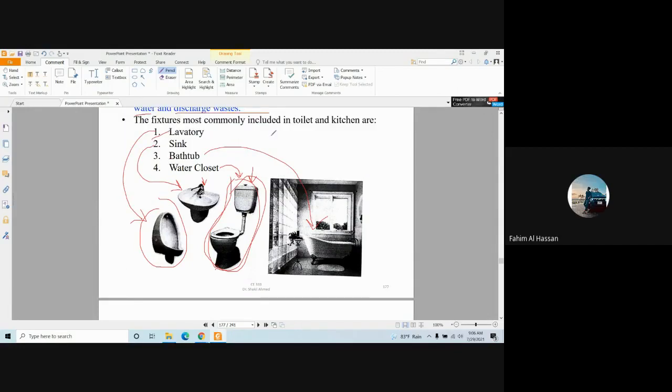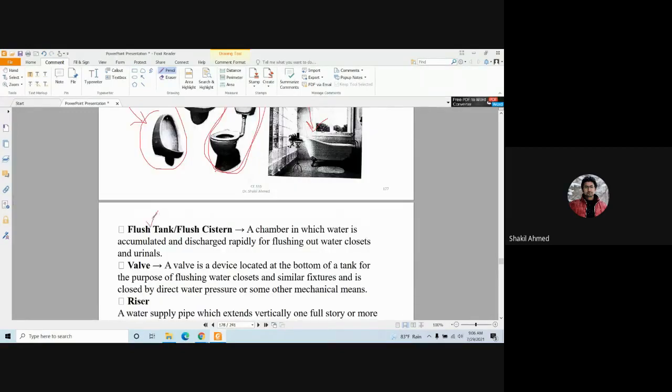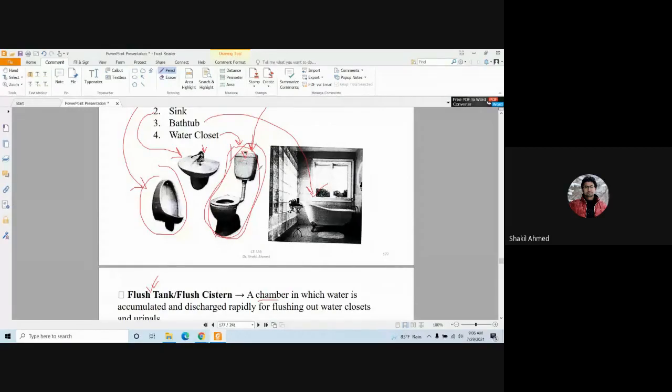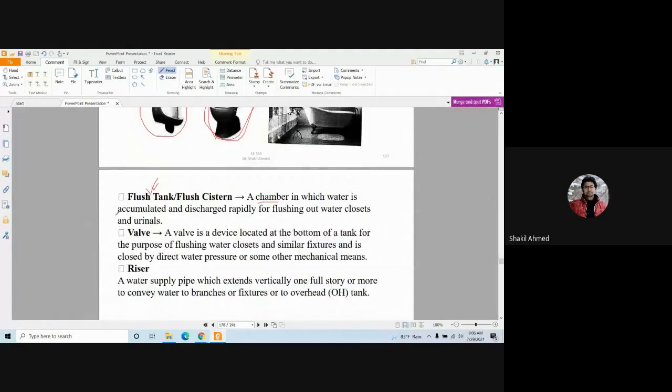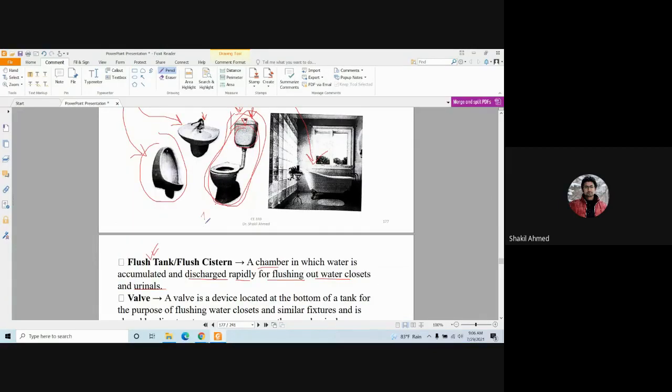What happens? The water enters, gets stored, and at a time whenever you require, you just flush the water. This is called flush tank. A chamber in which water is accumulated and discharged rapidly for flushing out water closets and urinals. Flush tank. So one is flush tank water closet, like this.